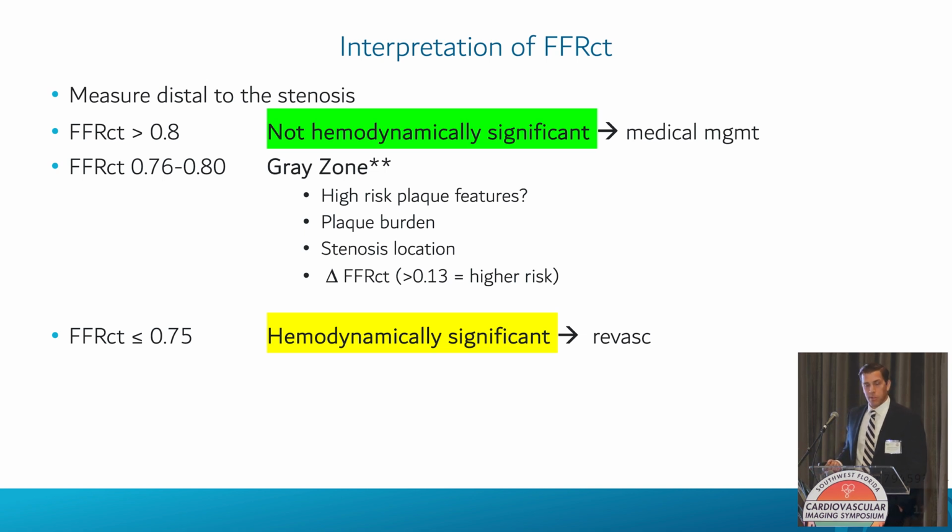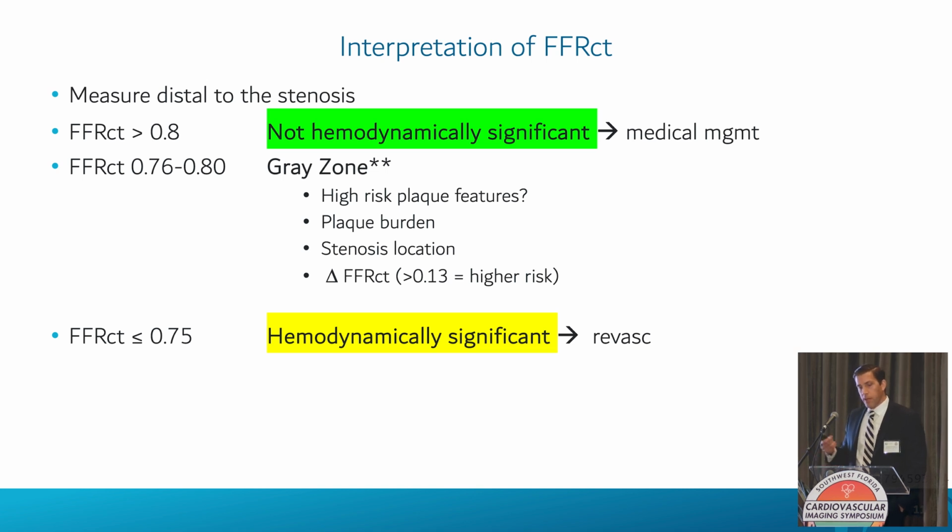They're thought to be hemodynamically significant, impair blood flow to the distal myocardium, where we really need to consider invasive cath and revascularization. Now we have this gray zone between 0.76 and 0.8, where we often have to do some deeper digging and look at other features of the stenosis to adjudicate whether it belongs in the medical management category or if invasive cath is really the appropriate course of action.